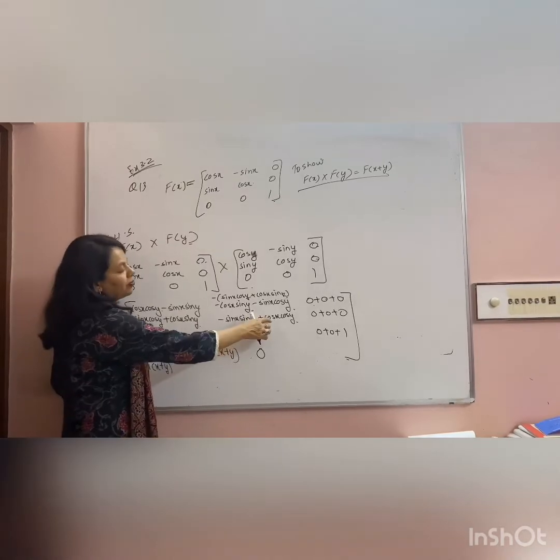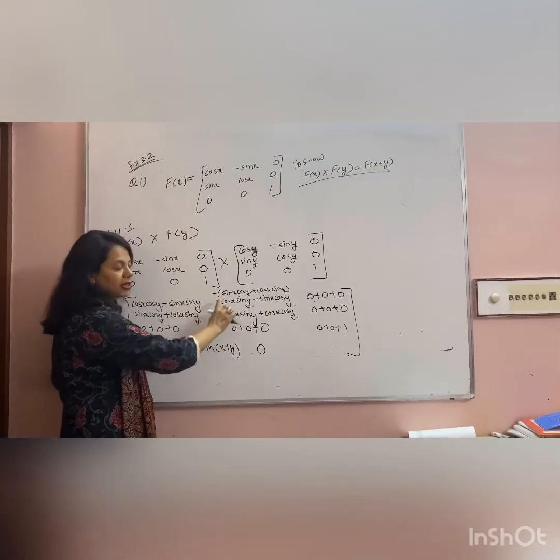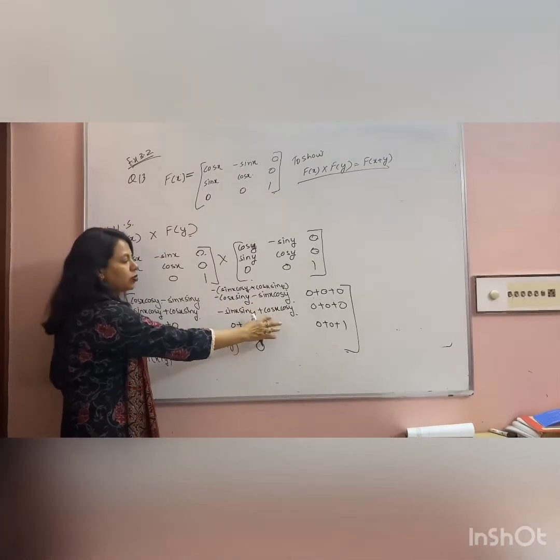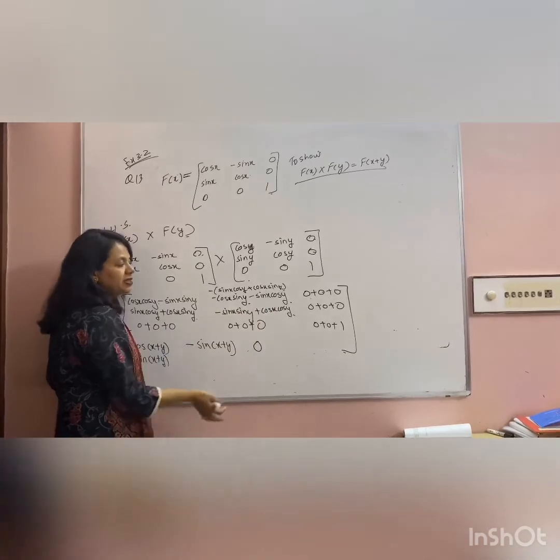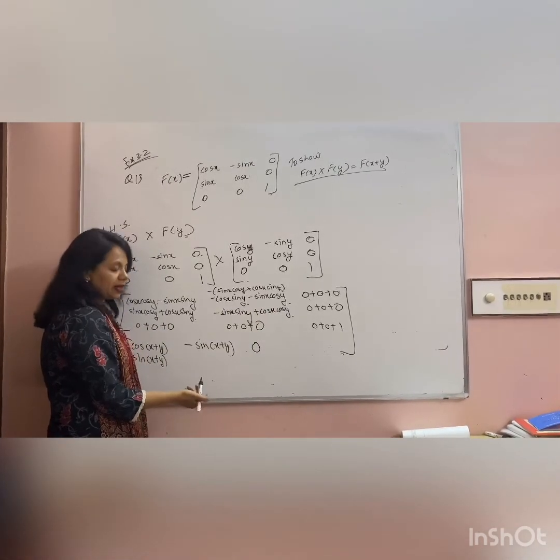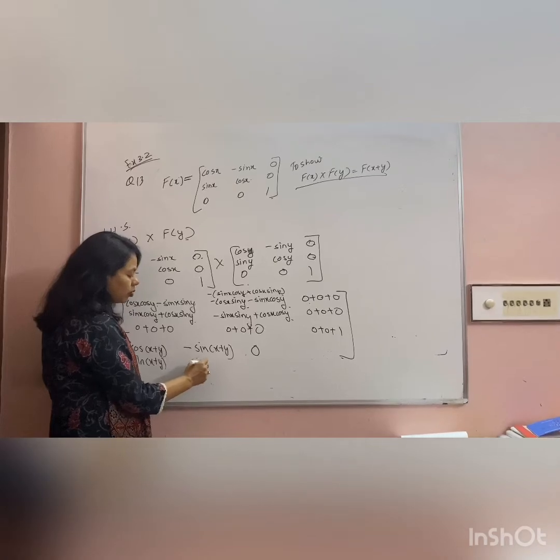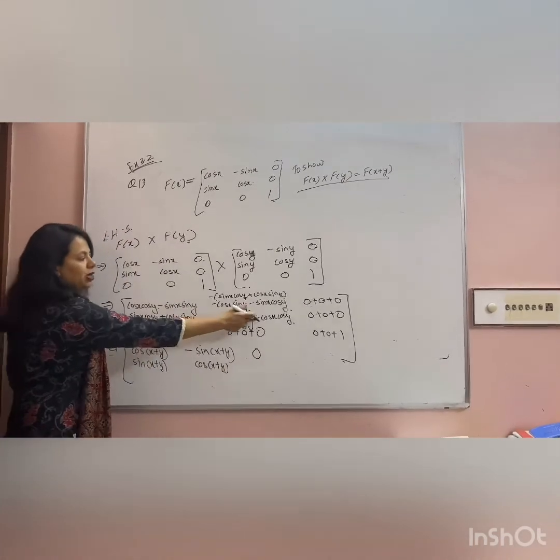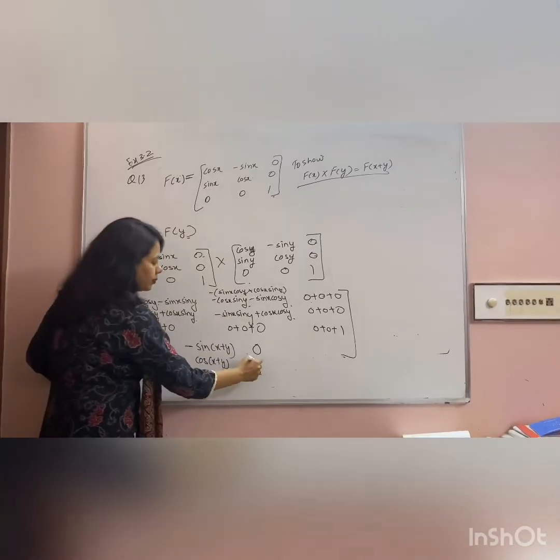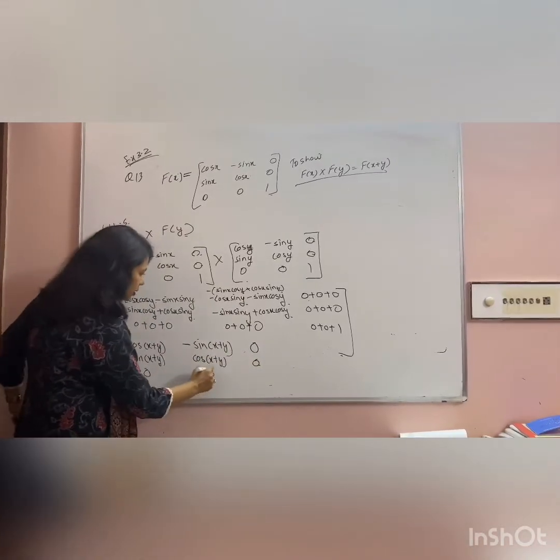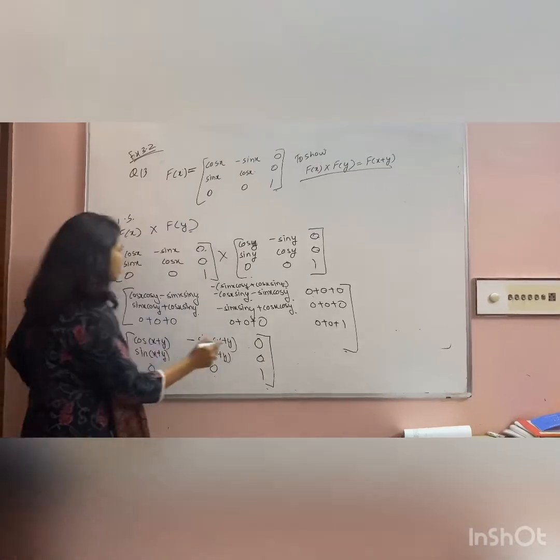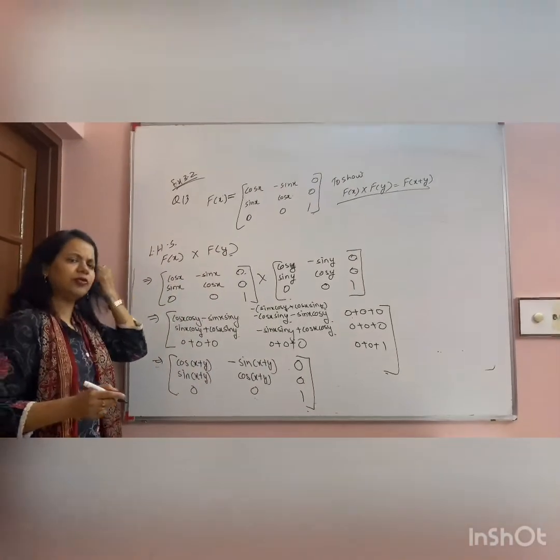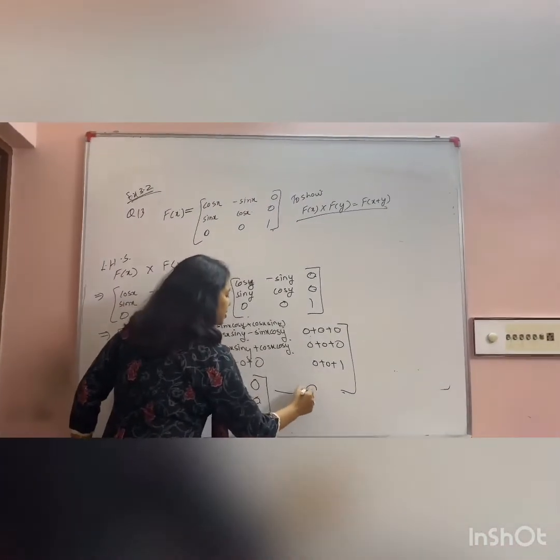Now here, if I write cos x cos y first and sin x sin y after that, cos x cos y minus sin x sin y, that again gives me nothing but cos of x plus y. It's the same first formula, only inverted. Then 0, 0, 0 and 1. So this was the LHS of the question. I mark it as 1.